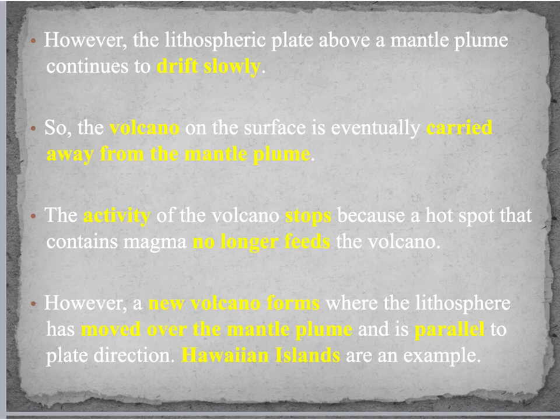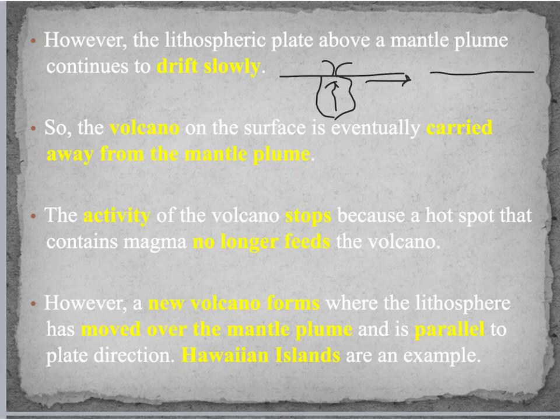So if we recreate that drawing we had before, there's the magma plume right there. There's that big pocket of magma rising up, breaking through. Well, the lithosphere, the plate, is still moving, right? They're always moving a little bit. So the volcano on the surface is eventually carried away from the mantle plume. So as time passes, I'll draw that plume again. The plume is still here, forming a new volcano. But that old volcano, that old mountain, that mound that formed is still there, right? Because the plate is slowly moving.